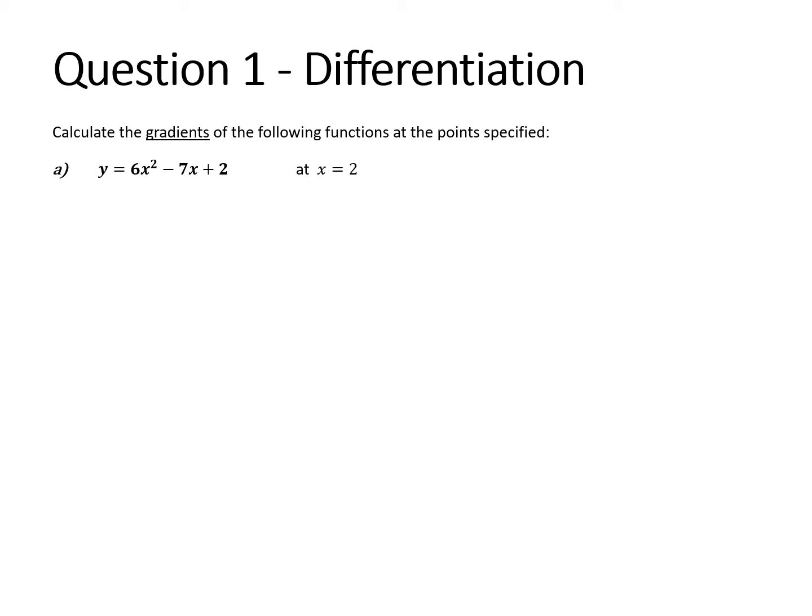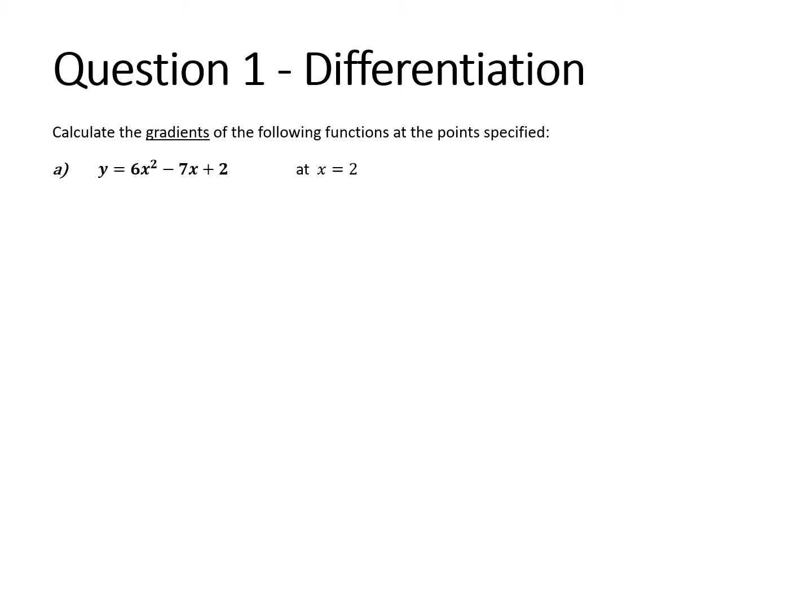So the first function is y equals 6x squared minus 7x plus 2. Now that equation is a polynomial equation, a power of x equation. It's actually a quadratic equation. We've got to first of all find the gradient, so we need to differentiate it. Now when you differentiate polynomials, you need to basically multiply the power by the number in front and then reduce the power by 1. So it's 2 times 6 becomes the number in front, that's 12, and we reduce the power by 1, so it's 12x to the 1, or 12x.